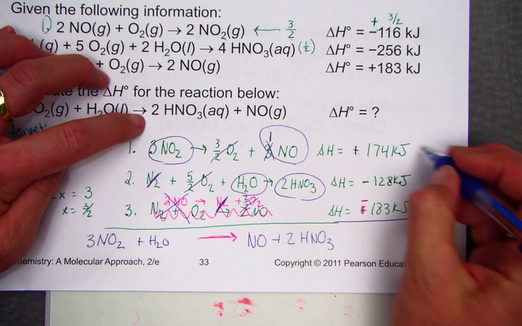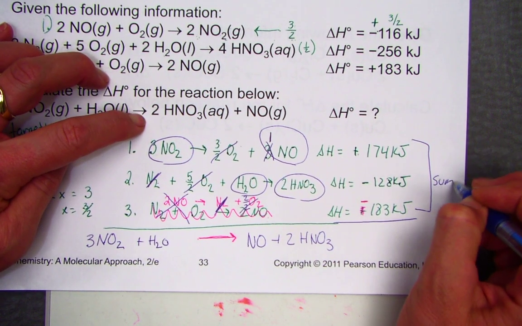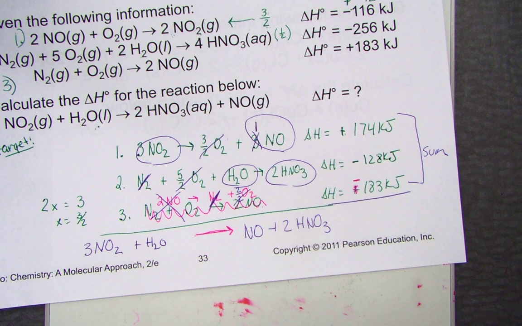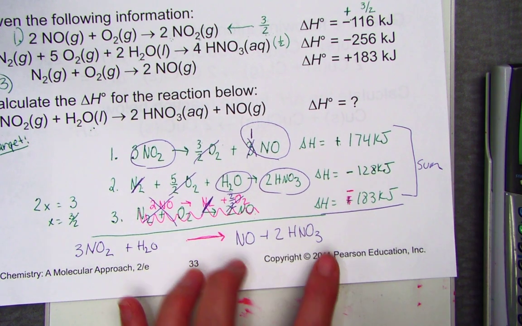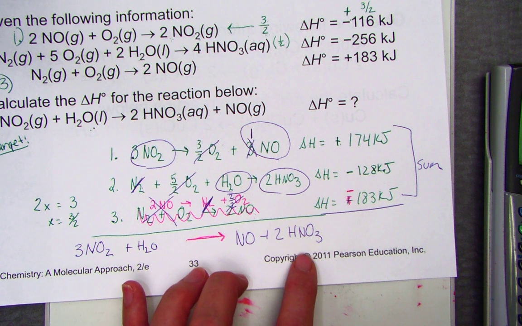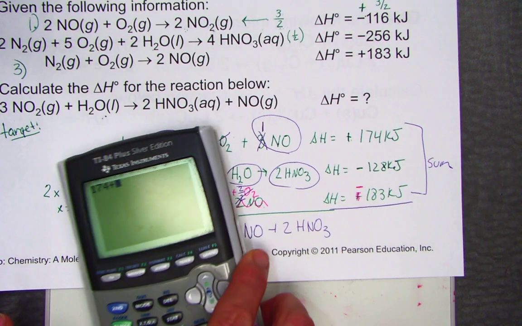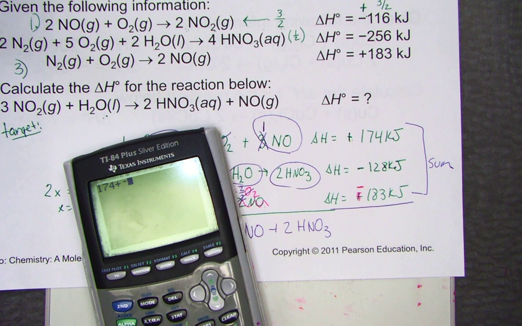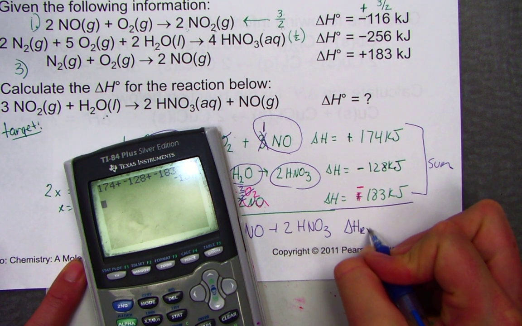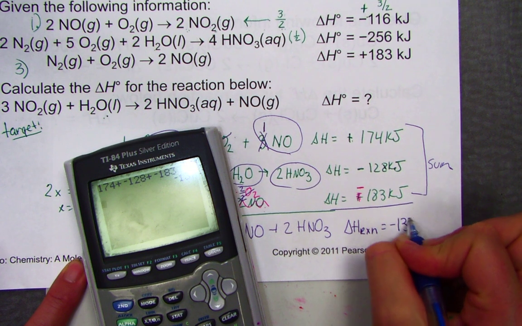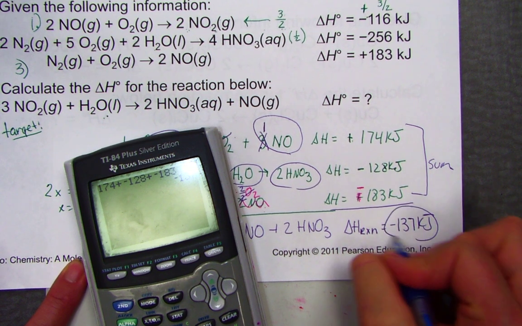The only thing left to do is to sum the 3 delta H's to get the new equation. Add together what we've calculated. So positive 174, let me show the calculator, plus negative 128, plus a negative 183. And the heat of our reaction for the target equation is negative 137 kilojoules of heat.